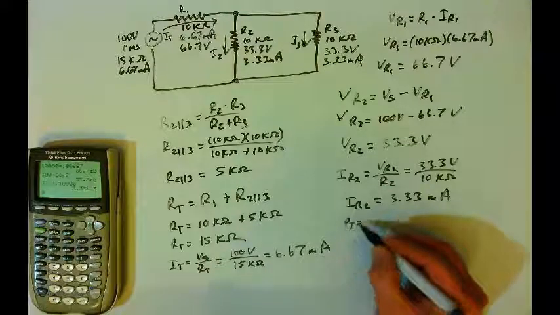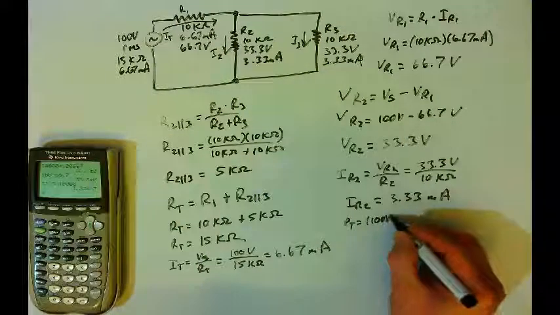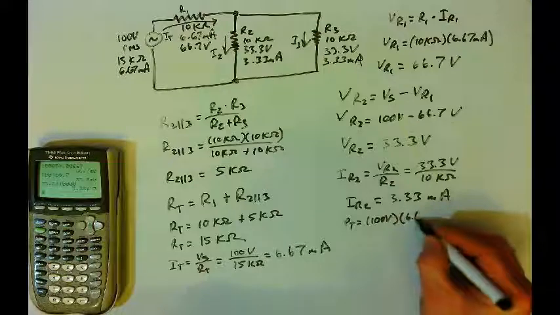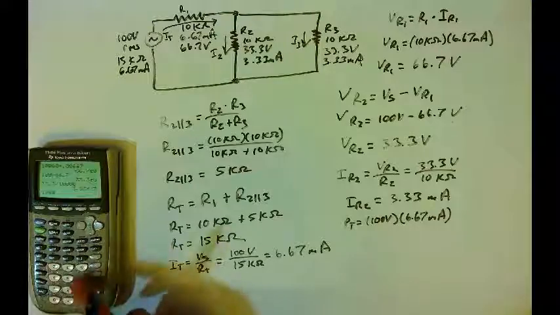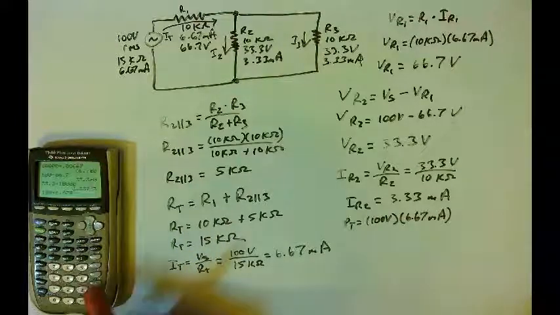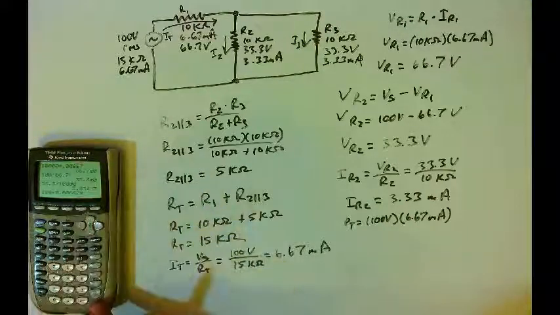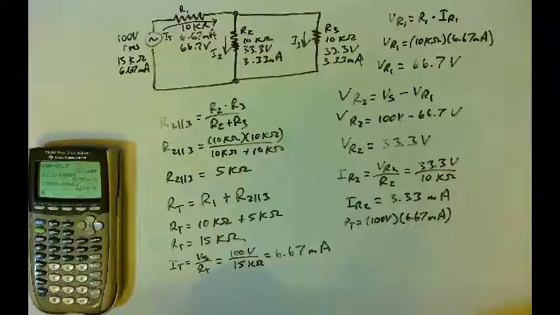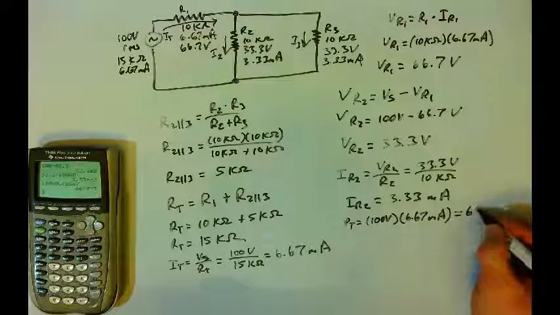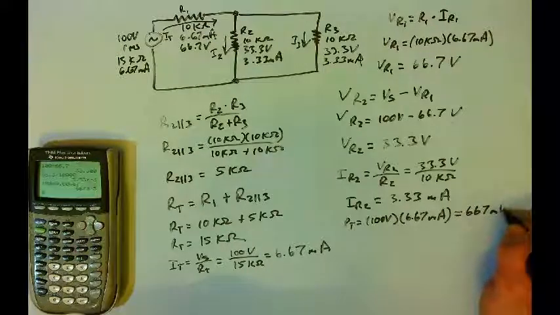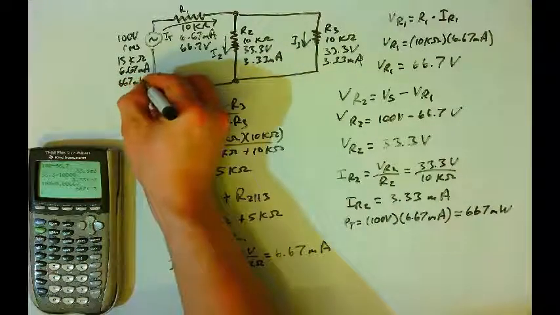The total power in the circuit will be voltage times current. So to save space, I'm just going to write 100 volts times 6.67 milliamps. Oops, I'm sorry. How about 0.00667 for milliamps? Is going to be 667 milliwatts. The total power of the circuit is 667 milliwatts. Okay, so that's the total power, 667 milliwatts.